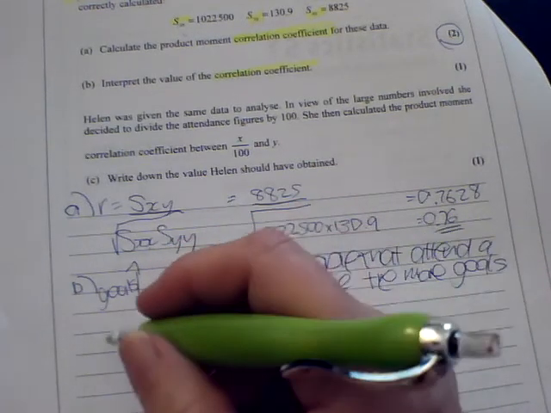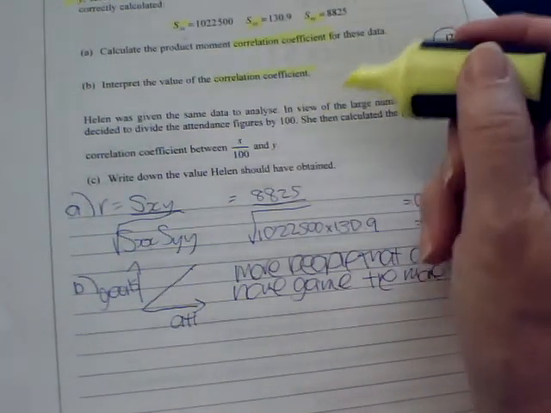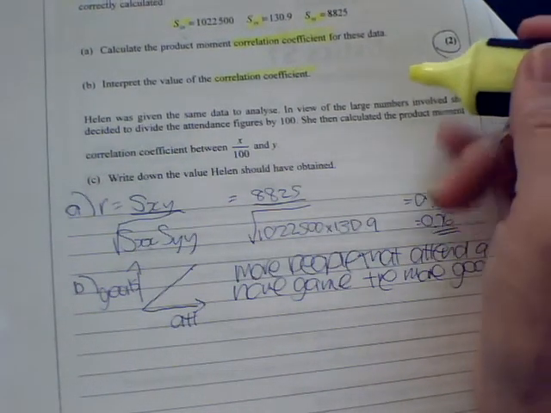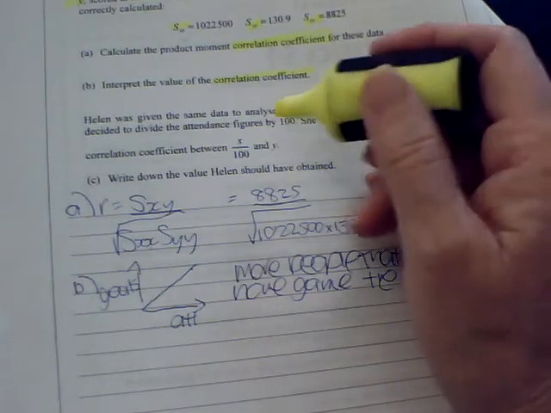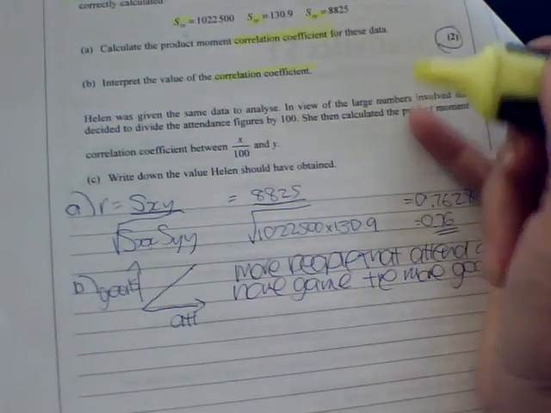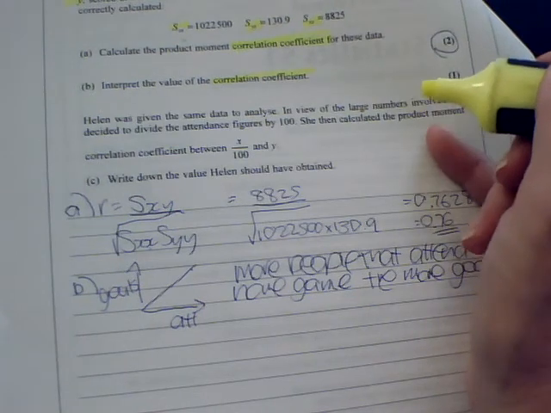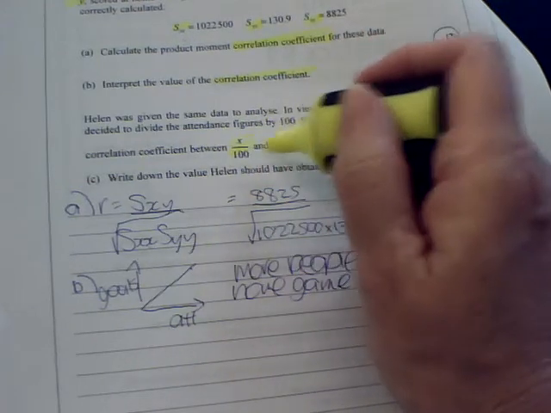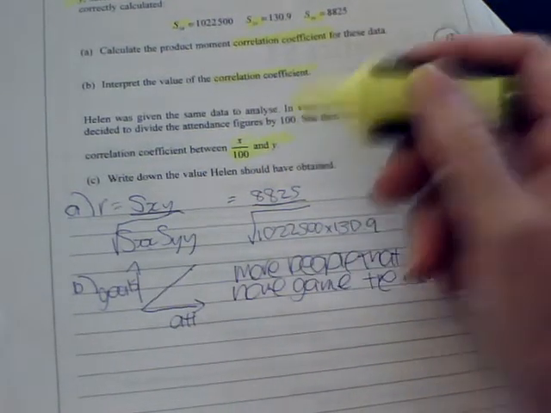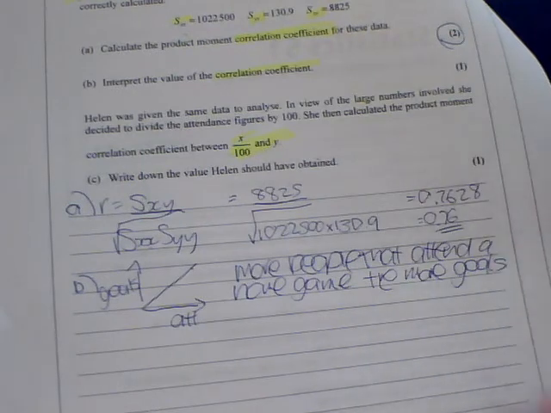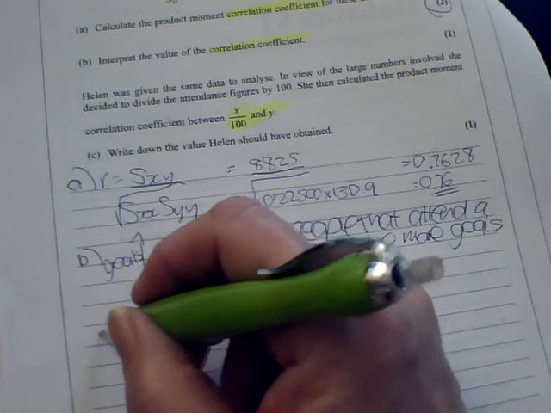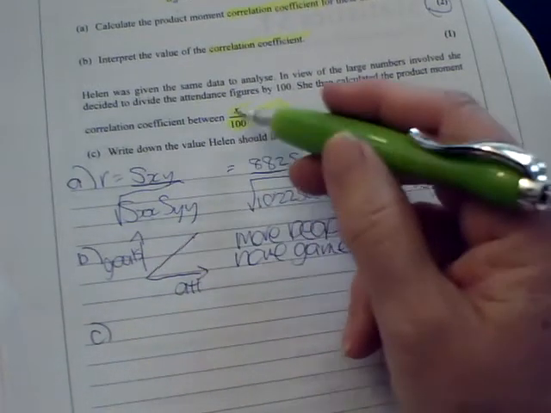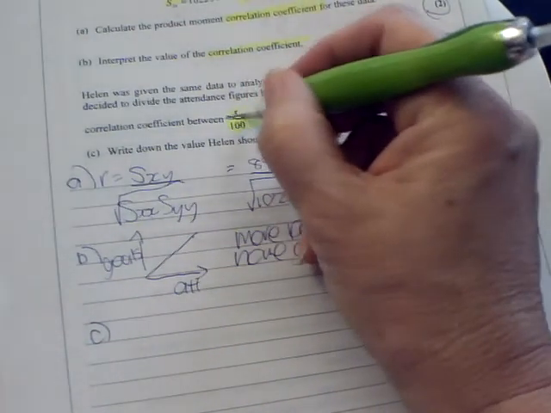Right, and then for part C, alright, hang on, I need to read all this. Helen's given the same data to analyse. In view of the large numbers involved, she decided to divide the attendance figures by 100, and then she calculated the product moment correlation between x divided by 100, so this is coding that she's used, and y. Okay, and so then what will have happened to this correlation? Well, actually nothing would have happened at all. It would remain exactly the same. Okay, all she's done is she's made the numbers smaller, that's all.